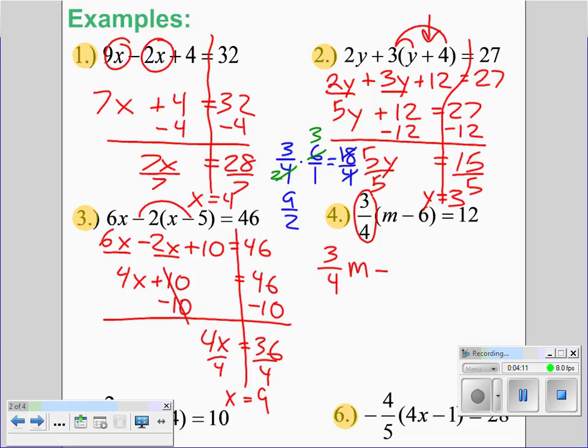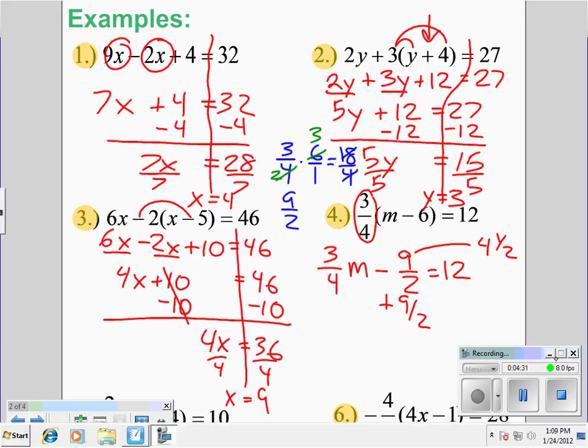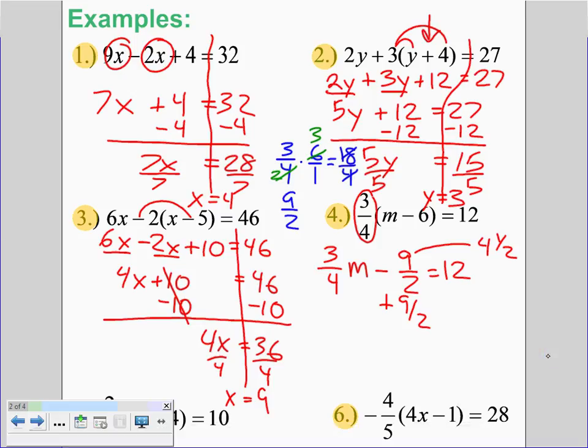So let's go ahead and put that in. 9 over 2 is equal to 12. Now 9 over 2, what is that? That's the same thing as 4.5. So let's just keep that in mind. Now if I'm going to move 9 over 2 to the other side, we have 3/4 m equals 12 plus 4.5. So again, what's 12 plus 4.5? 16.5. Okay, so we're going to do that as 16.5.